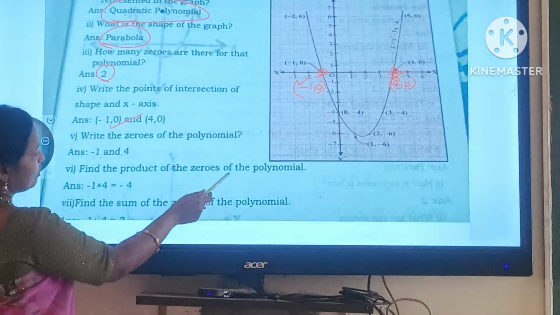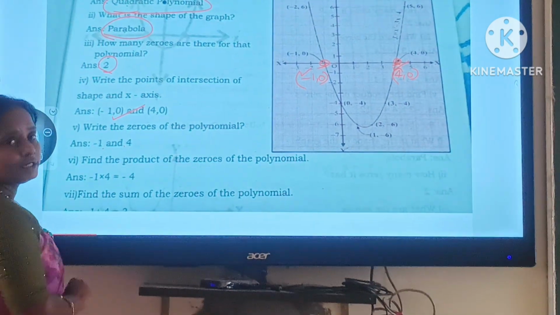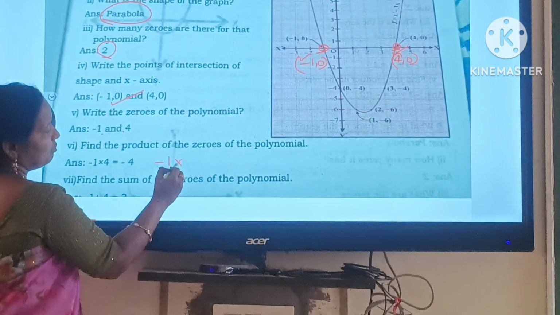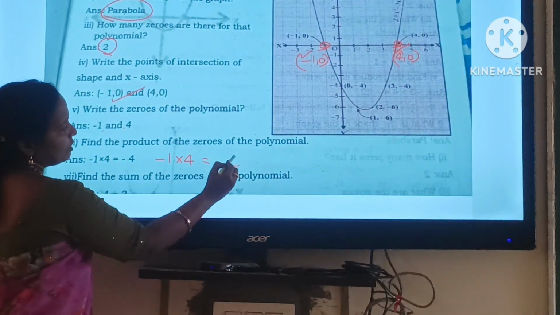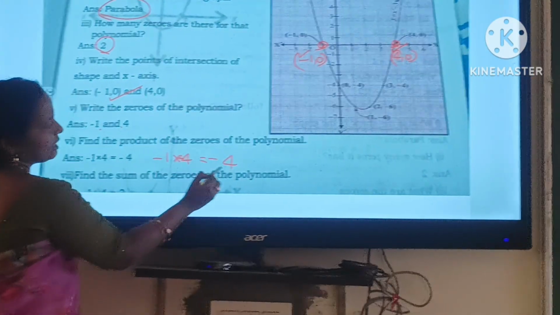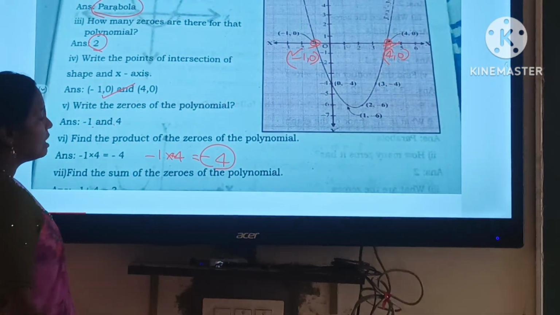Find the product of the zeros of the polynomial. -1 into 4. Plus into minus gives minus. So -4 is the answer.